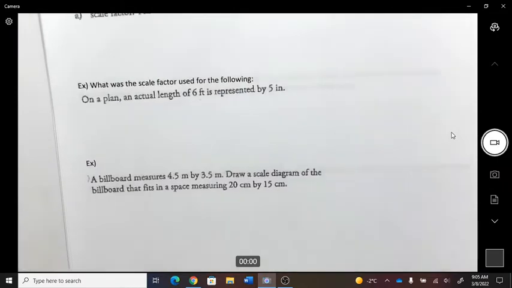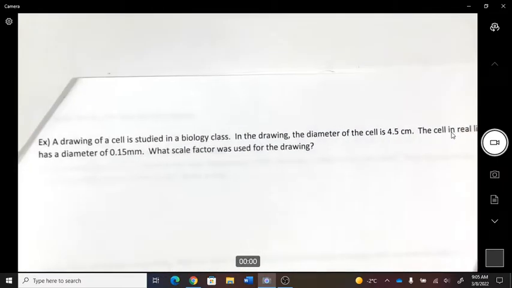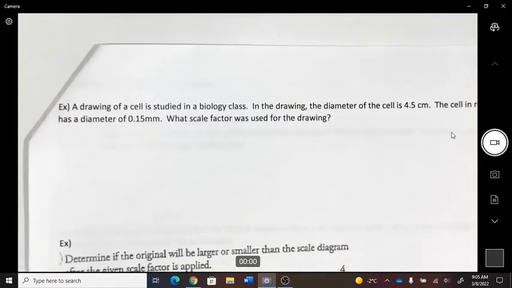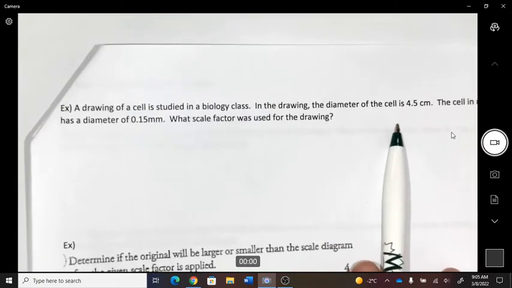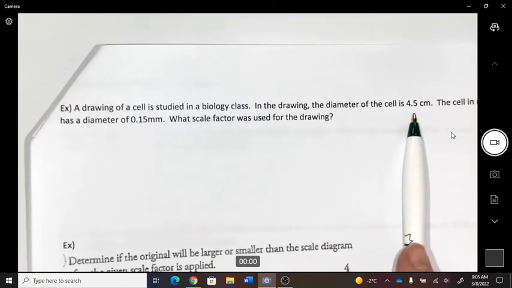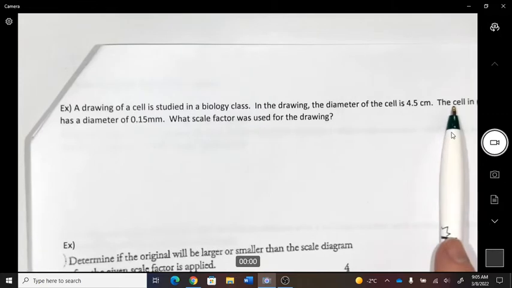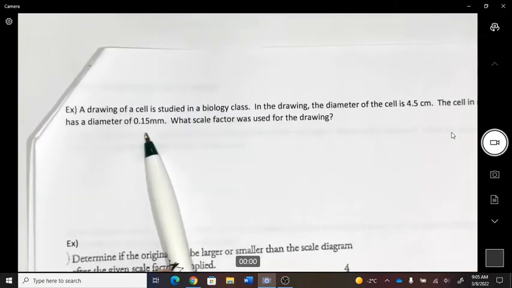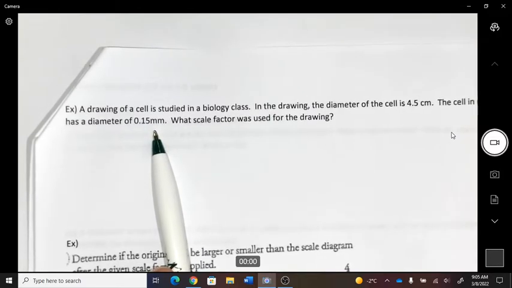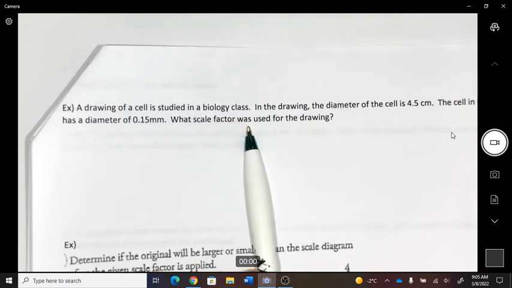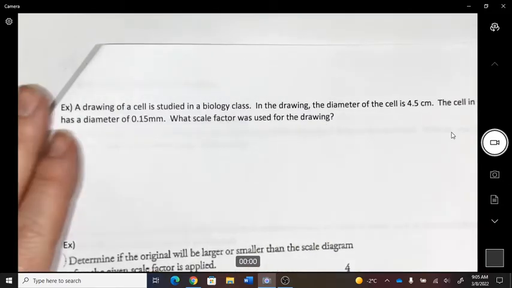All right, number 2. Okay, the biology class was doing work with a cell, like a human cell in your body. In the drawing, the diagram of the cell is 4.5 centimeters. The cell in real life is really small. It's 0.15 millimeters, right? Because you need to look at a cell through a microscope, so it's really small in real life. What scale factor was used for the drawing?